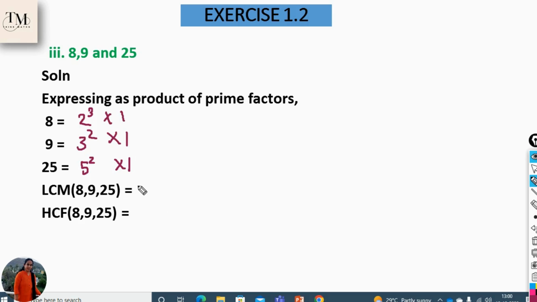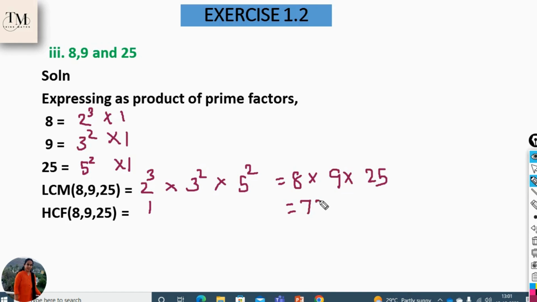So LCM is 2 power 3. For 2, the greatest power is 3. For 3, the greatest power is 2. For 5, the greatest power is 2. So the common factor is 1. So 8 into 9 into 25. 8 into 9 is 72, into 25.